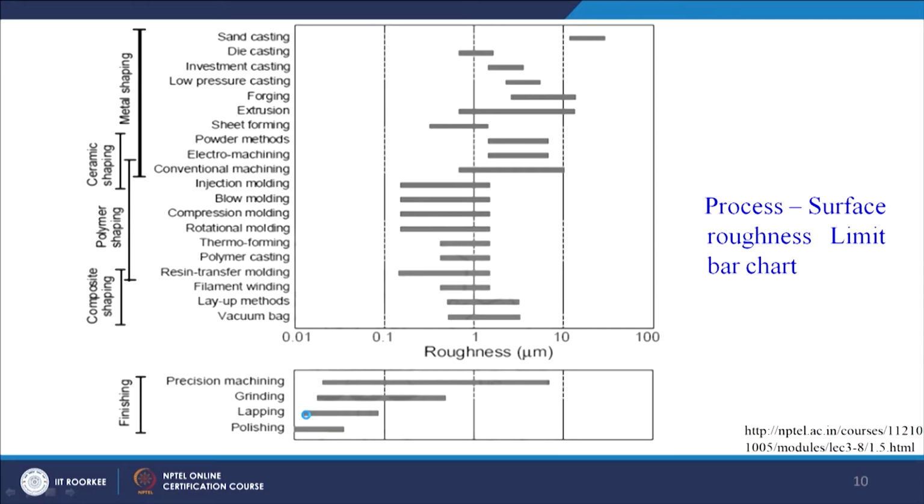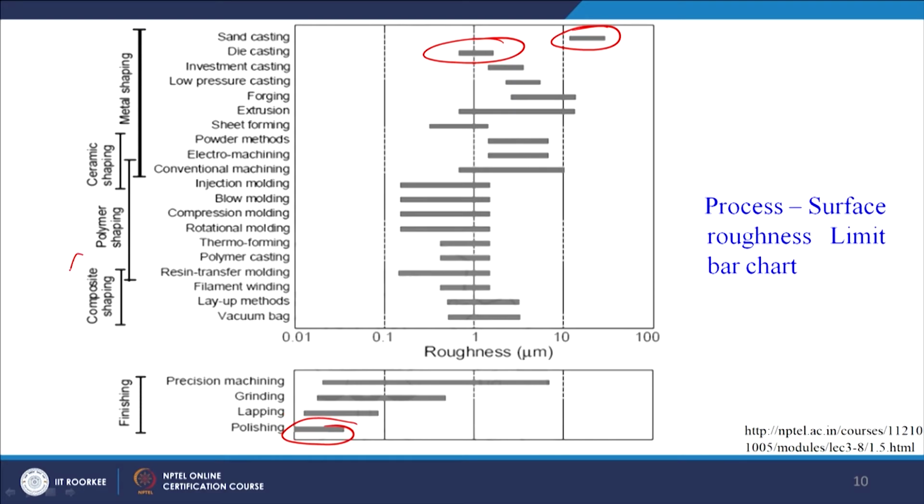Then this is the process and surface roughness limit chart. The previous one was in terms of tolerance that is achievable; this is in terms of roughness which is achievable. So we can see sand casting has high surface roughness, whereas die casting has lower surface roughness. The previous one was related to tolerance, so a similar trend is there. Similarly, polishing will produce lower surface roughness or better surface finish, and similarly for grinding and lapping.